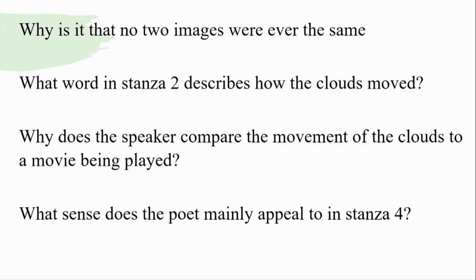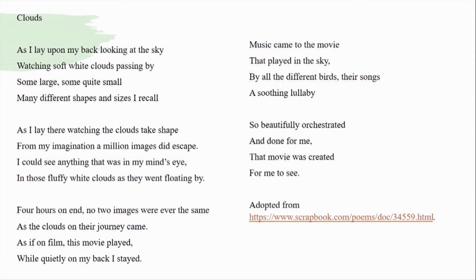And what sense does the poet mainly appeal to in stanza 4? Let's look at stanza 4. Music came to the movie that played in the sky by all different birds, their songs, a soothing lullaby. We have 5 senses. Is he trying to make you see something in his imagery? Does he talk about things that appeal to your taste or your smell? Is he trying to make you feel something that you can touch, the texture, the feel on your skin? No. So what sense does it appeal to?